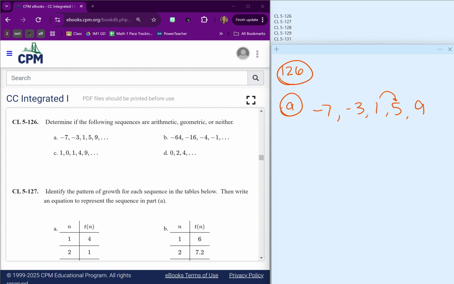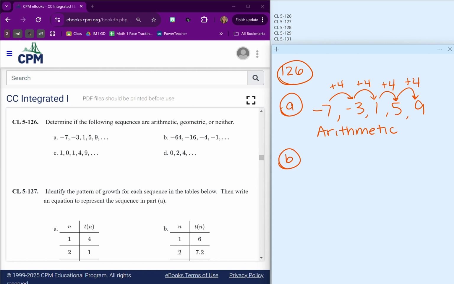How do I get from 1 to 5? I went up 4, okay? Now we want to test that that's true for all of the pieces. If I go up 4 again, that brings me to 9. Moving backwards, -3 plus 4 brings me to 1, and -7 plus 4 brings me to -3. Because this is an adding pattern, this is arithmetic.